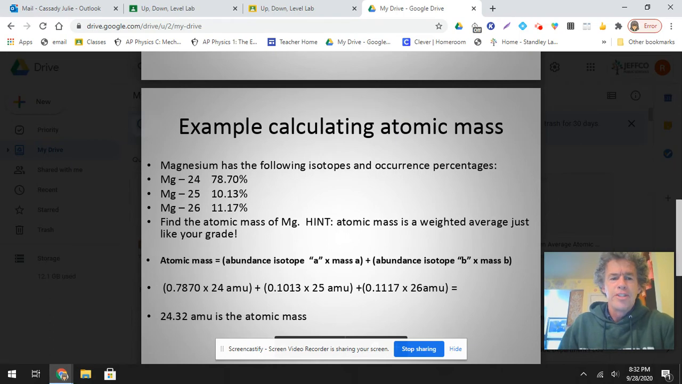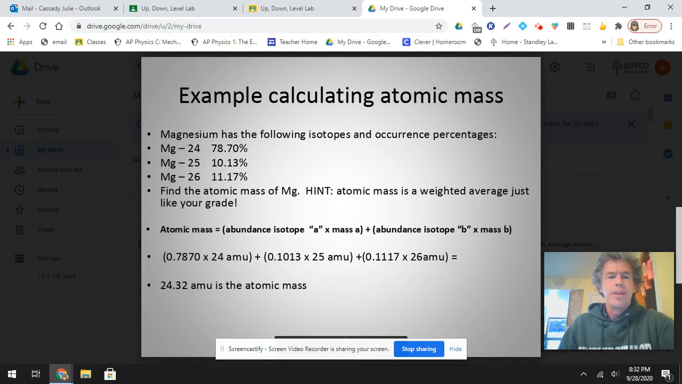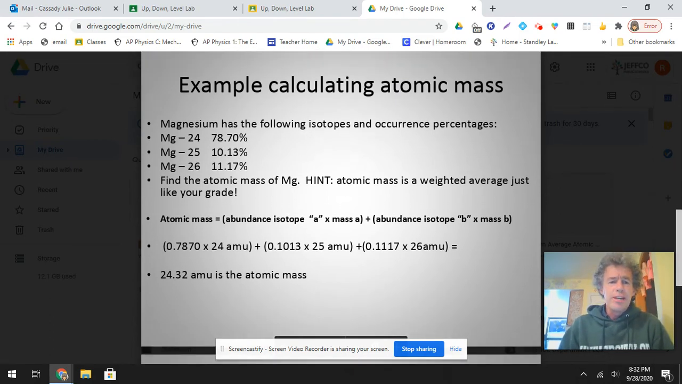Now we could, for example, talk about magnesium. Magnesium has three main isotopes. There's magnesium-24, which is about 78.70% of standard magnesium. Magnesium-25 is about 10.13%, and magnesium-26 is 11.17%. Now, instead of talking percents, we can talk abundance.